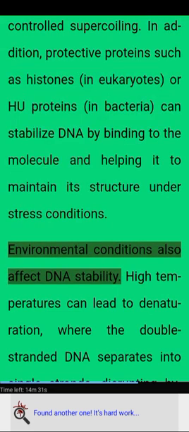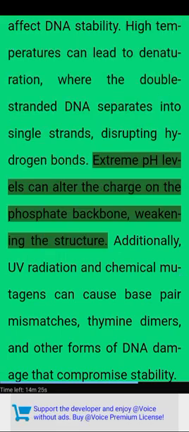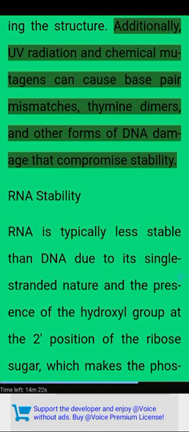Environmental conditions also affect DNA stability. High temperatures can lead to denaturation, where the double-stranded DNA separates into single strands, disrupting hydrogen bonds. Extreme pH levels can alter the charge on the phosphate backbone, weakening the structure. Additionally, UV radiation and chemical mutagens can cause base pair mismatches, thymine dimers, and other forms of DNA damage that compromise stability. RNA stability.